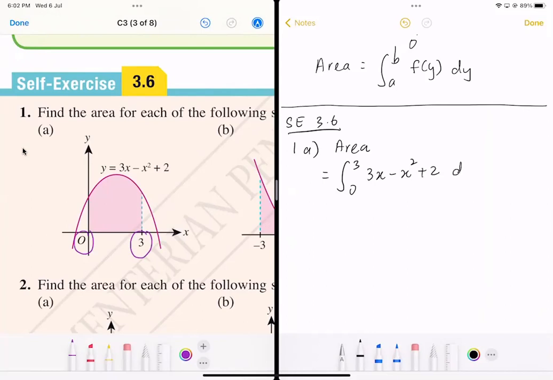Now, do you think this is going to be positive or negative? Positive, because it's above the x-axis. Okay, so now integrate. 3x squared over 2 minus x cubed over 3 plus 2x from 0 to 3. Now give me your answers.